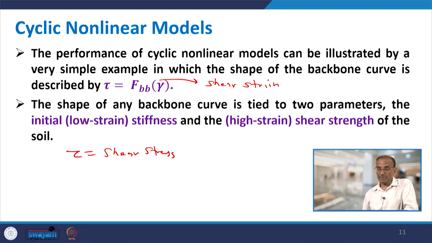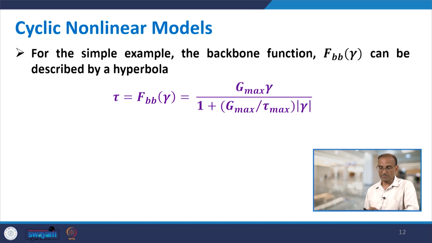The shape of any backbone curve is tied to two parameters: one is the initial low strain stiffness and the second one is the high strain shear strength of the soil. So, you see how this is represented. This function F_BB of gamma is given by the relation G_max times gamma divided by 1 plus G_max over tau_max times gamma. On the right hand side, G_max and tau_max are constant parameters, while gamma is shear strain, which is varying. So, when gamma varies, how the model varies is given by this relation.